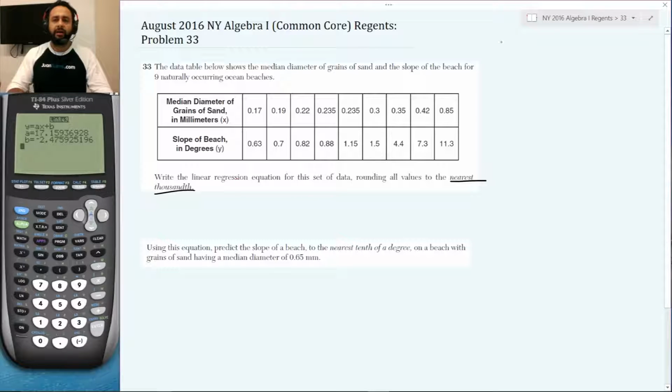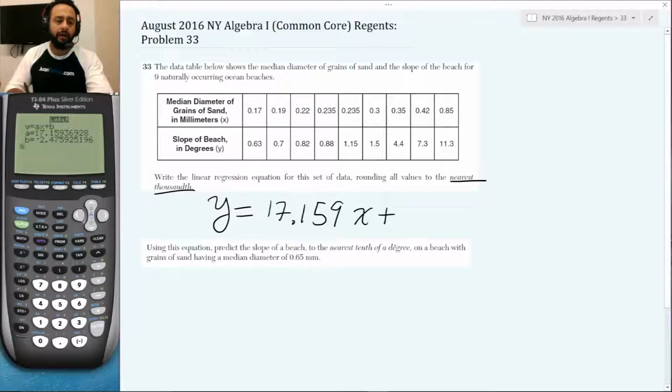Okay, so we got to follow that as a rule, and we do. So y is equal to a, the slope, is 17.15. The next number is a 9. The one after is a 3, so we keep the 9 the same, times x plus a negative number, so minus 2.47. The next number is a 5, but the one after is a 9. We round up to a 6. Okay, so that is the answer to part one of this problem. That's 2 points. So if you know how to plug these data points into the calculator and get the list, you can get 2 points very quickly.